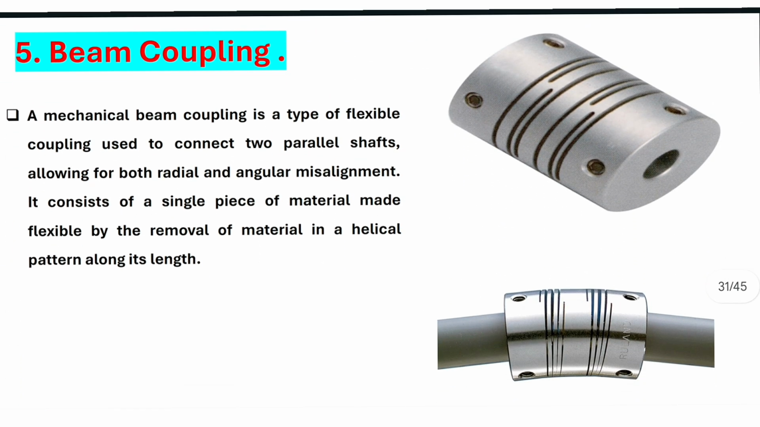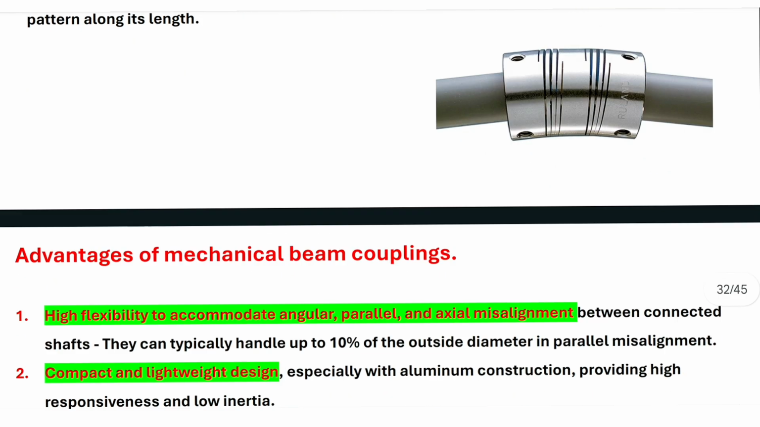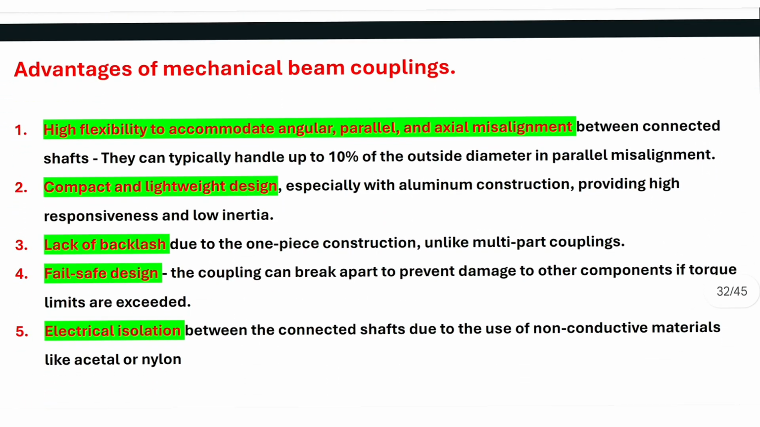Okay. Next is beam coupling. What is beam coupling? A mechanical beam coupling is a type of flexible coupling used to connect two parallel shafts, allowing for both radial and angular misalignment. It consists of a single piece of material made flexible by the removal of material in a helical pattern along its length.